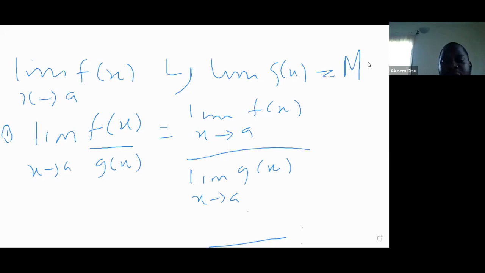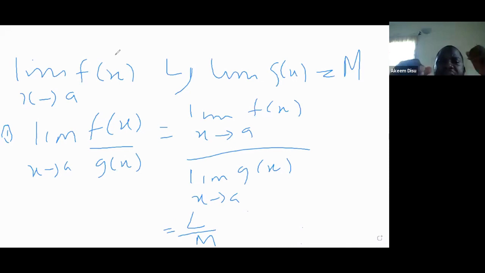This will now give us limit f of x as x tends to a is L, and this one is M. Is that taken? These are properties of limits.